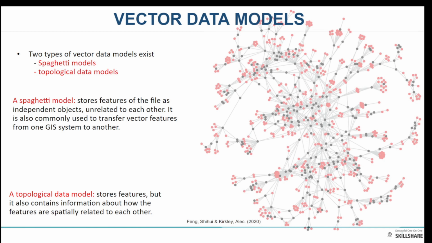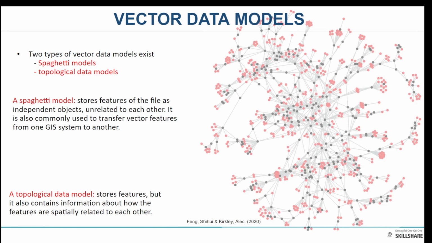Now, if we capture the data without bringing in this relationship, we call it the spaghetti model. The data is captured as independent entities. They do not have any relations. They are captured as just objects lying in space. And when we look at one, we cannot really tell how it is related to the next thing that is close to it. If the data has the information about the relations, then the data is using what we call the topological data model.